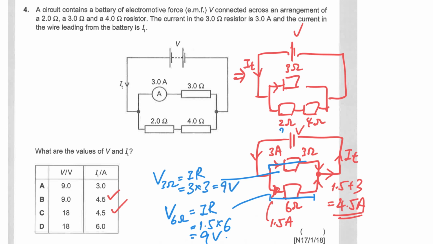That means to say here is 9, here is 0. So the potential difference, the EMF, will be 9. So the answer will be B.